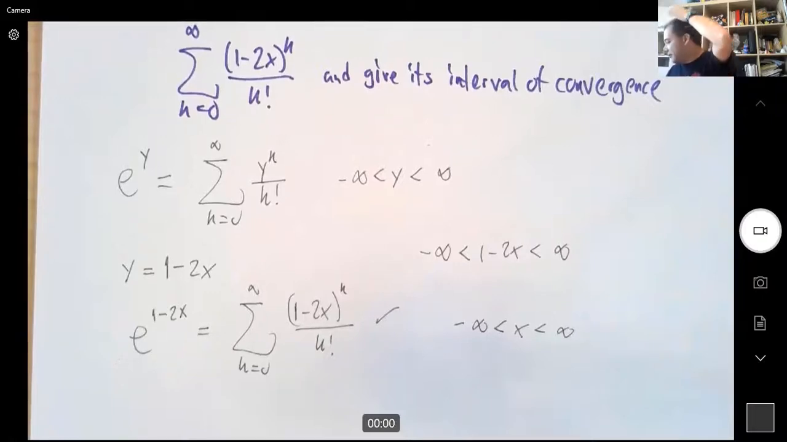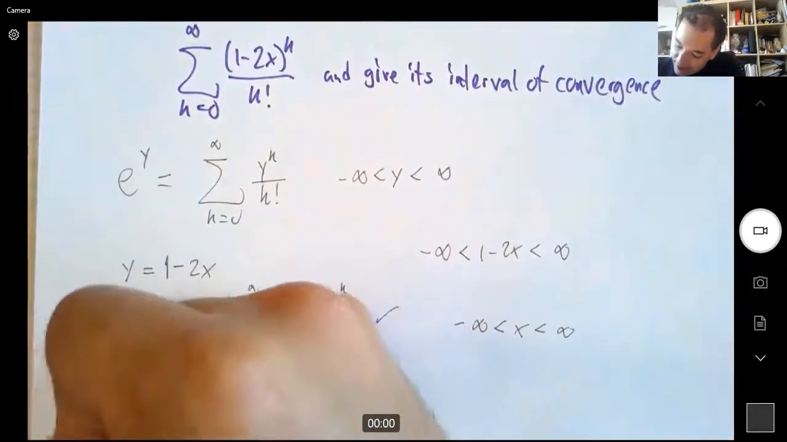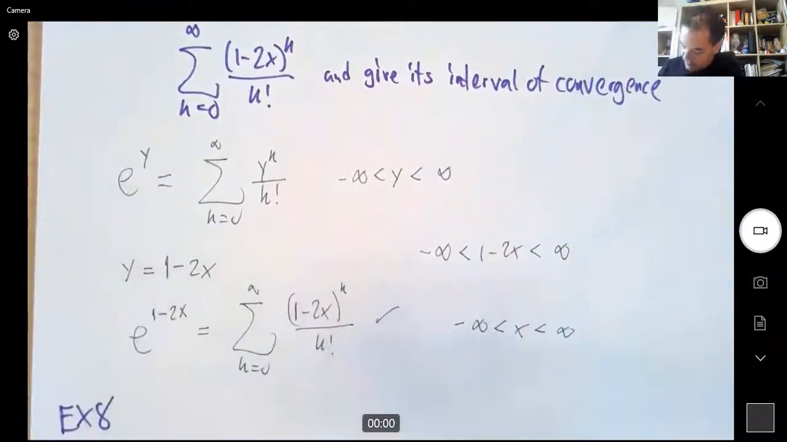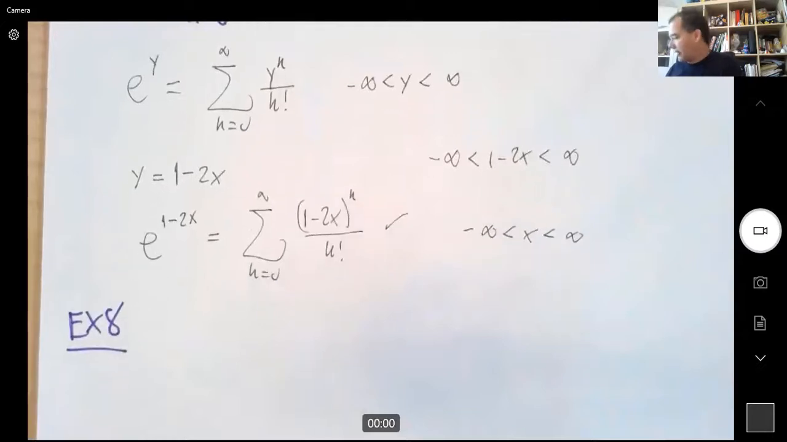So let's do something a bit more complicated. See if we can figure it out. I said I didn't want to do it, but it's such a pretty problem that I can't skip it.